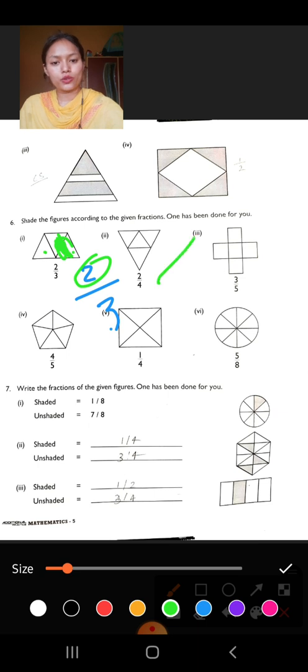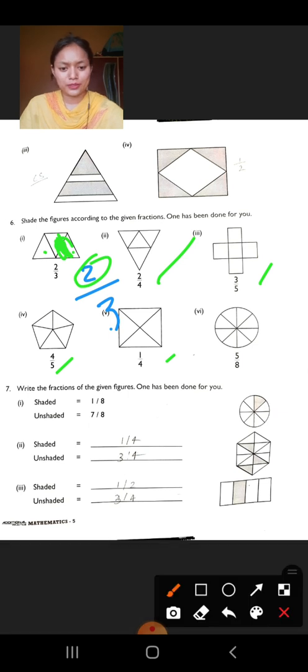Similarly, 2 by 4, 3 by 5 and so on. So you will do all the rest of the parts. It is very easy, you can do it. You can use any color of your choice.